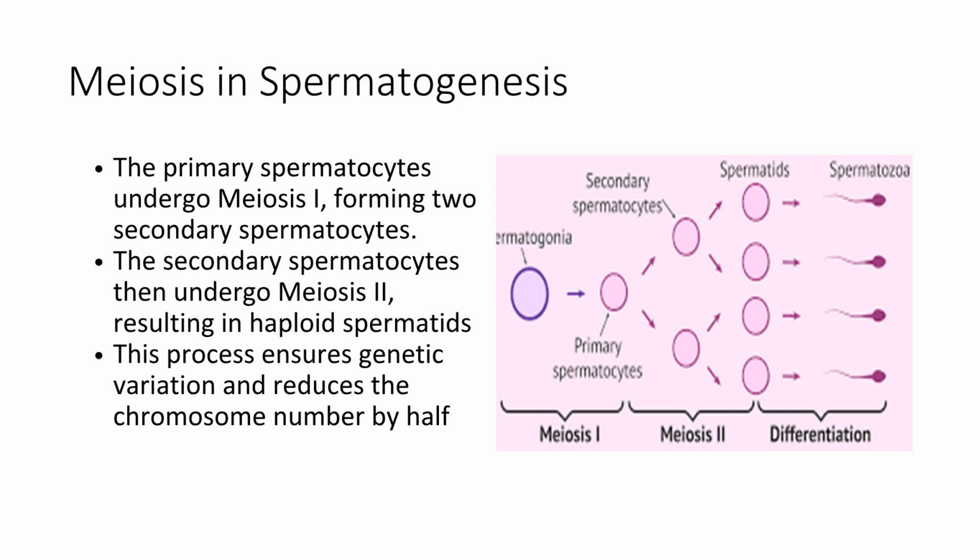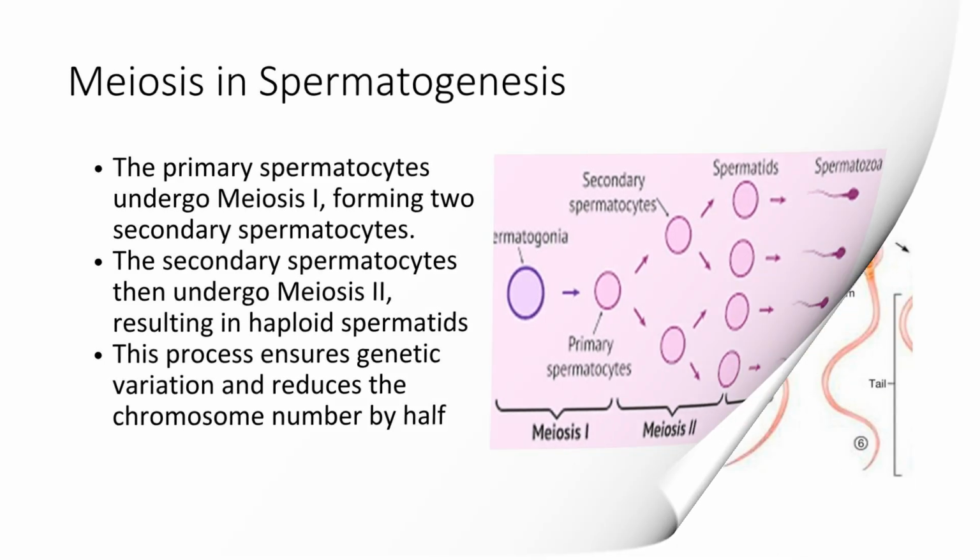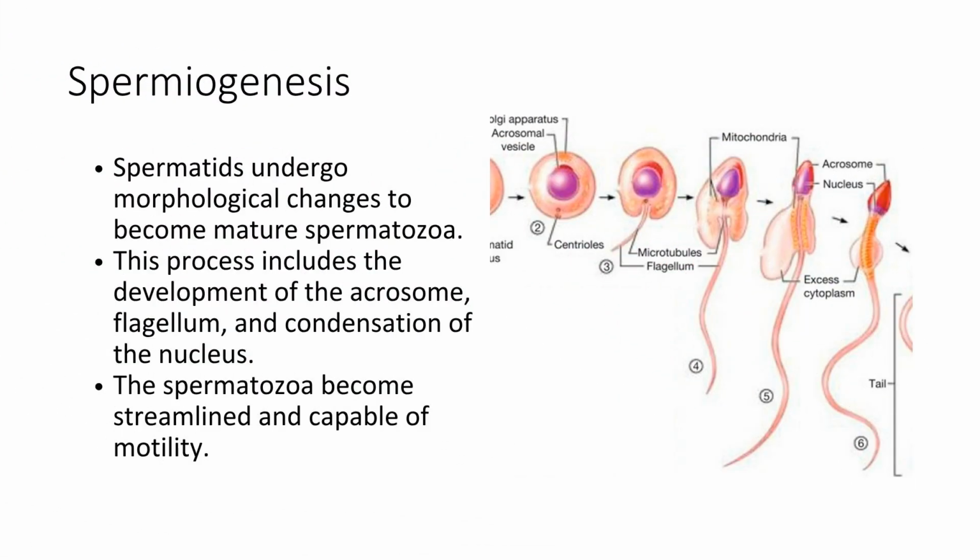Secondary spermatocytes, N. These are haploid cells that proceed to meiosis II without further replication of DNA. Meiosis II is similar to mitosis, where each secondary spermatocyte divides into two spermatids. Spermatids, N. These are the result of meiosis II, with each spermatid containing a single set of chromosomes, making them haploid. Spermiogenesis. Spermiogenesis is the final phase, where spermatids undergo morphological changes to become mature sperm cells, spermatozoa.